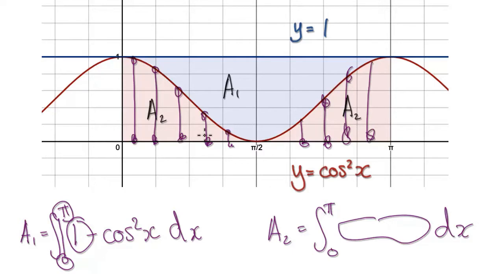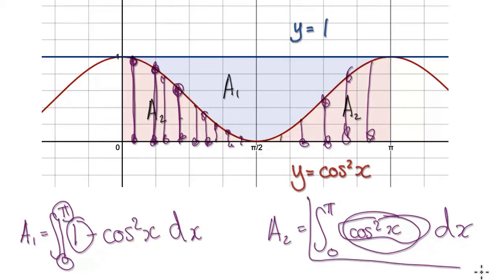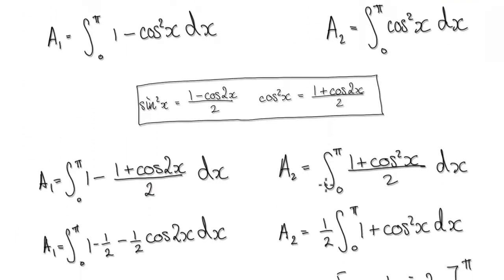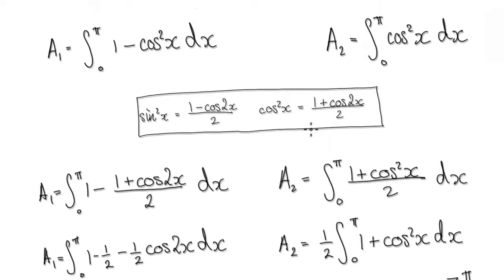Well, the height is given by cos squared of x, because look, you jump to the red height, that would represent the height. You jump to the line, that would represent your desired height. So this thing here is really all the heights in between the x-axis and the red graph. So A2 is actually given by this. So far, A1 is given by this, A2 is given by this.